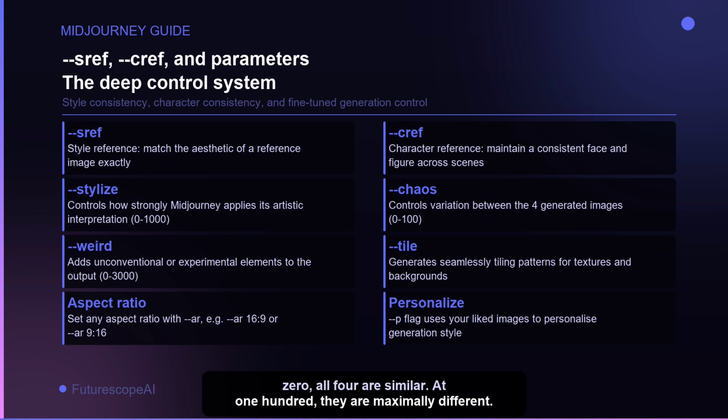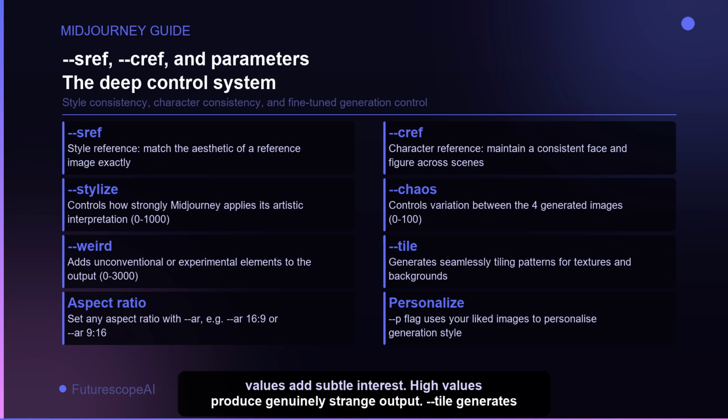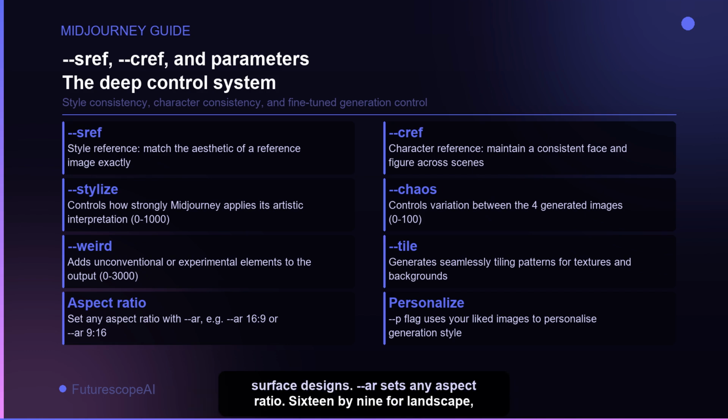Weird adds unconventional, experimental elements. Low values add subtle interest. High values produce genuinely strange output. Tile generates seamlessly repeating patterns for textures and surface designs. AR sets any aspect ratio: 16:9 for landscape, 9:16 for portrait. And P personalizes the generation using your own Midjourney-like history.